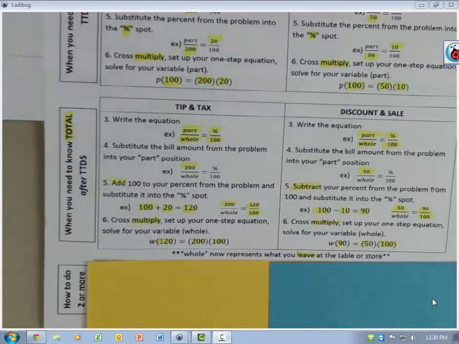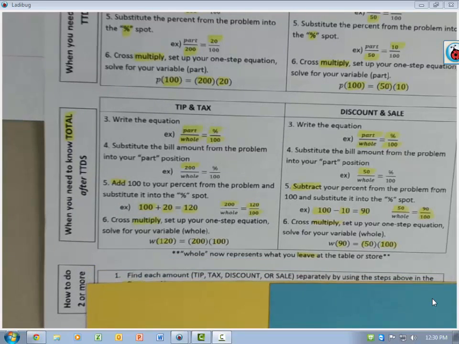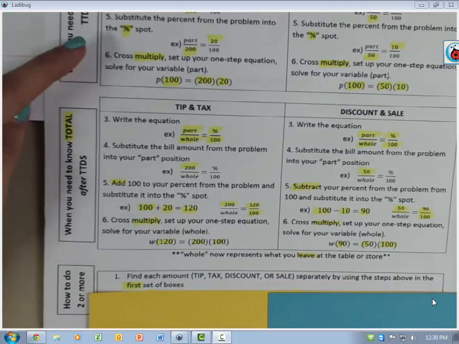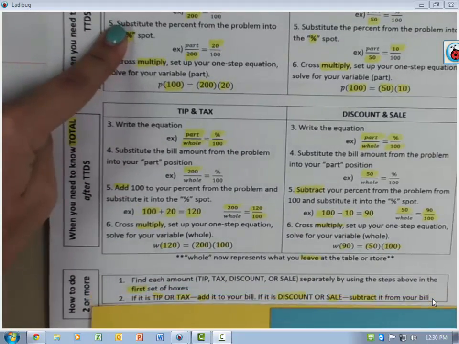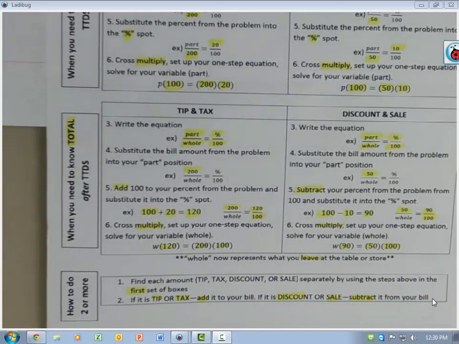Now, I want you to look at this one. It says how to do 2 or more. What if it says it wants to know how much you pay after tip and tax, okay? Or how much you leave after tax and a discount, okay? Well, your first step is you're going to find each amount, the tip, tax, discount, or sale, separately by using the steps above in the first set of boxes. Then, if it's tip or tax, you're going to add it to the bill. If it's discount or sale, you're going to subtract it from your bill.